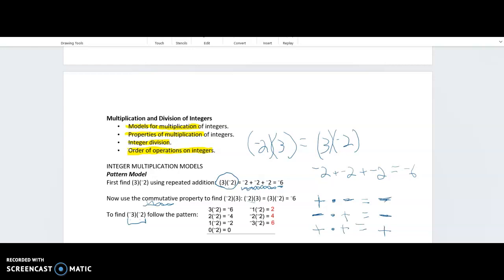But what happens when you do a negative number times a negative number? Well, in that case, negative times negative gives us a positive number. So you can see here, we have -1 times -2 gives me +2. -2 times -2 gives me +4. -3 times -2 gives me +6.